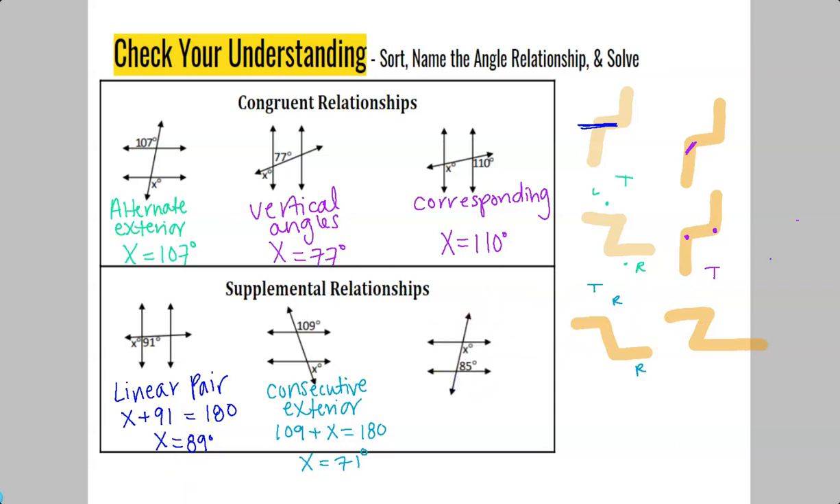And again, that relationship here is going to be consecutive or same side, and this is going to be interior. And if this is supplementary, that would mean that x plus 85 is equal to 180. And then if I subtract 85 on both sides, 180 minus 85 is 95 degrees.